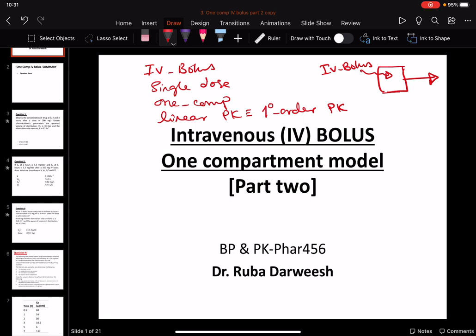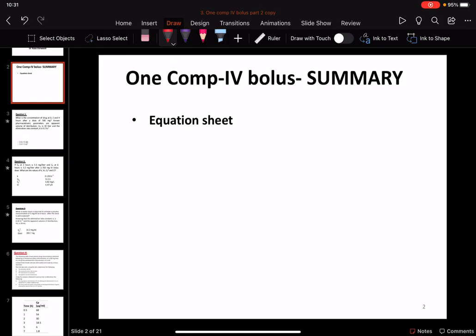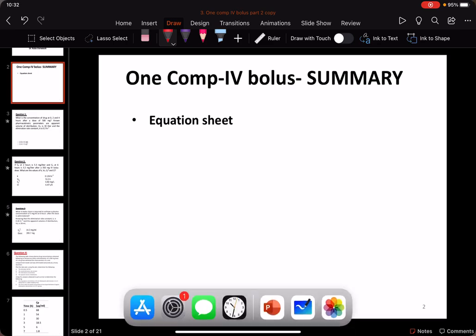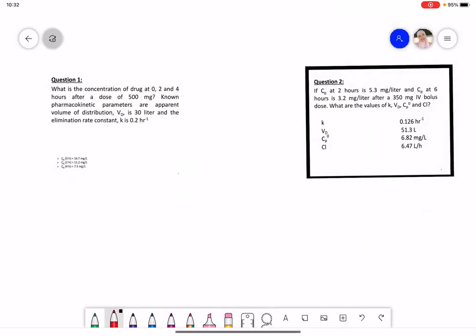And as we are talking about linear kinetics, we have first order elimination rate constant. In the exam, you will have an equation sheet in which all the equations that you have are summarized in one sheet to make it easier for you to go back to the equations if you forgot anything. And I will show you an example on that before the exam. Okay, so let's start with the calculations.